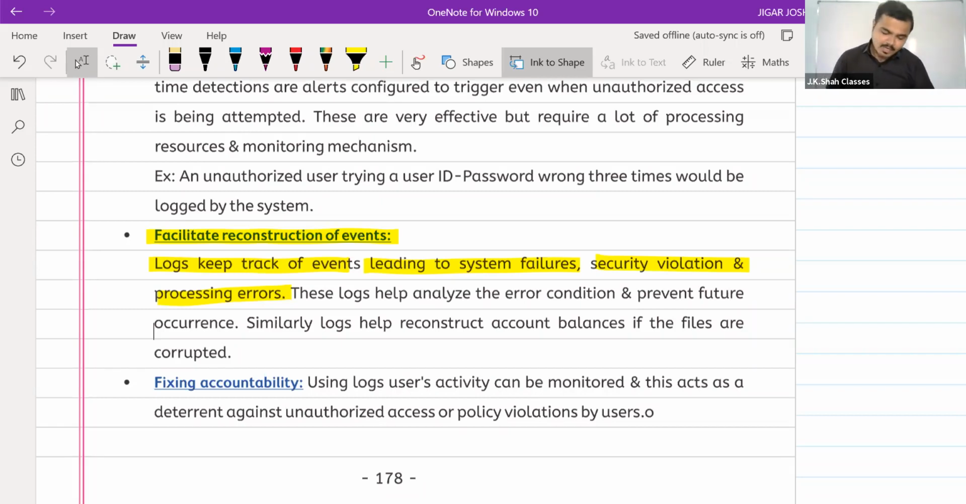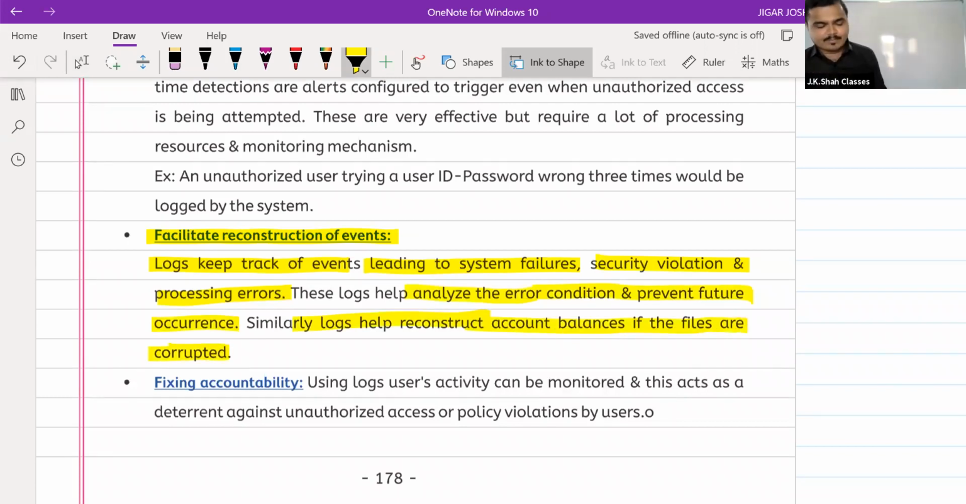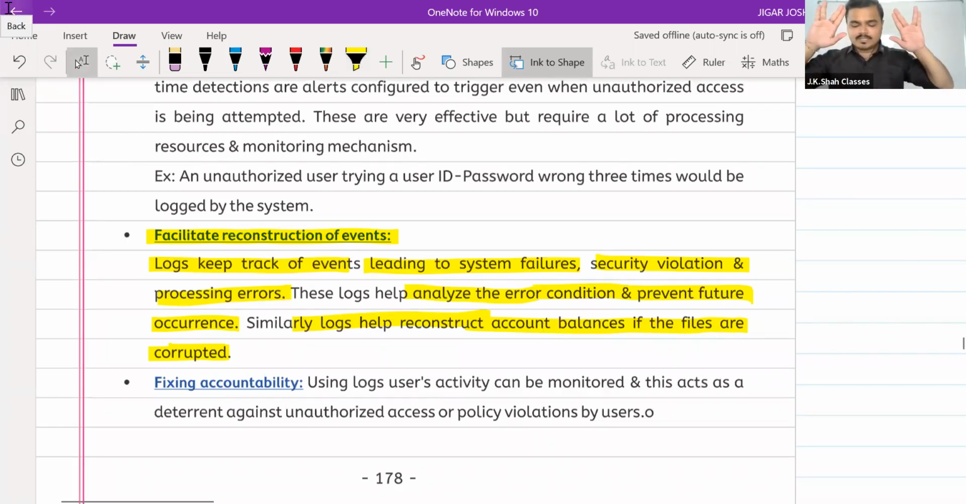Same way over here. These logs will help you analyze the error condition and prevent future occurrence of it. Similarly, the log helps to reconstruct the account balance if the files are corrupt. So even if the files are corrupt, people, at least the data can be recovered. From what, sir? You can recover it by using this audit log. So audit logs, my dear chartered accountants, play a very important and significant role. Am I very clear to all? Say yes or no. Yes, sir.